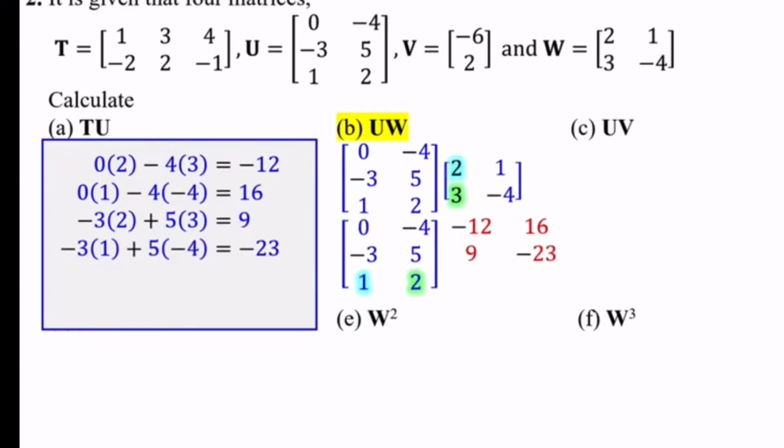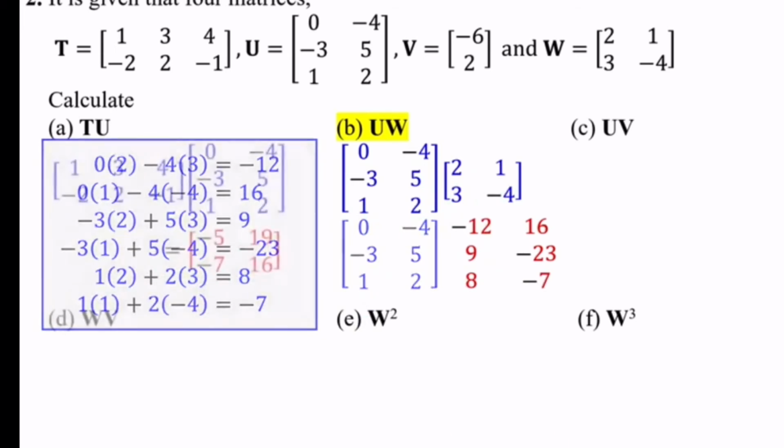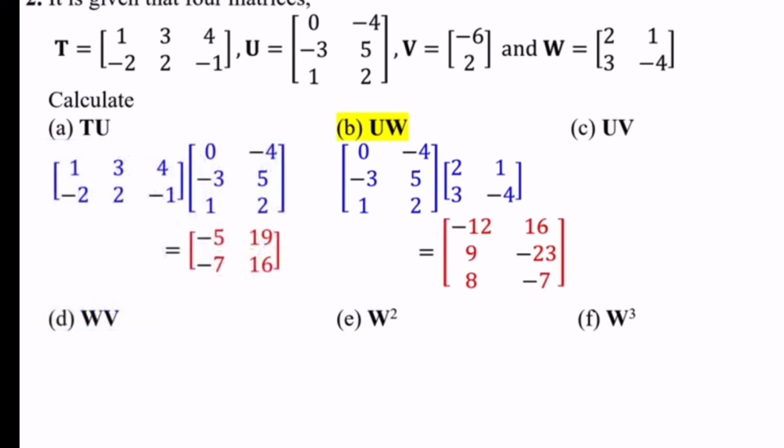Okay, so that's the order of multiplication of the two matrices. So we have 1 times 2 plus 2 times 3, which is 8. And finally we have 1 times 1 plus 2 times negative 4, right? So we have the answer, which is negative 7. So this is the product of the matrix U multiplied by W.